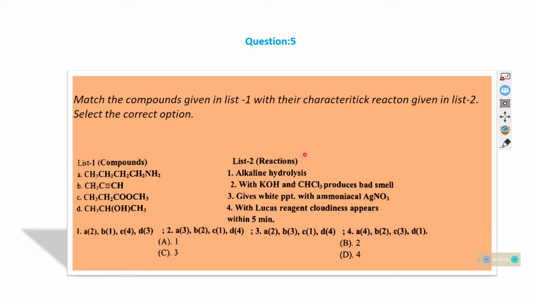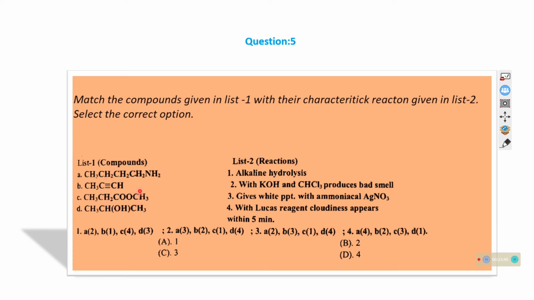So question 5. It is simple basic chemistry. We normally see this type of chemistry in 12th standard or in undergraduate standard. This is a table: match the compound given in list 1 with their characteristic reaction given in list 2. Select the correct option.